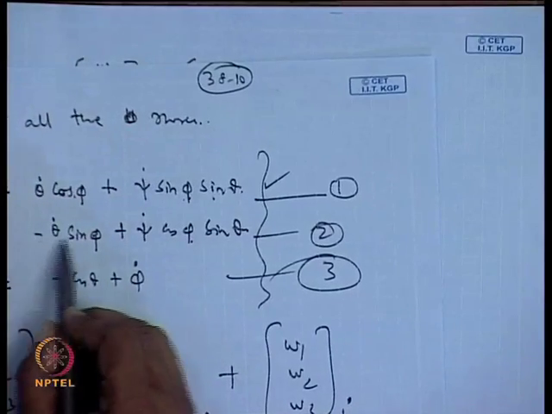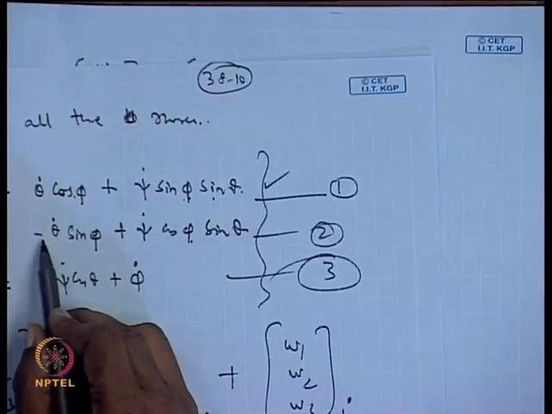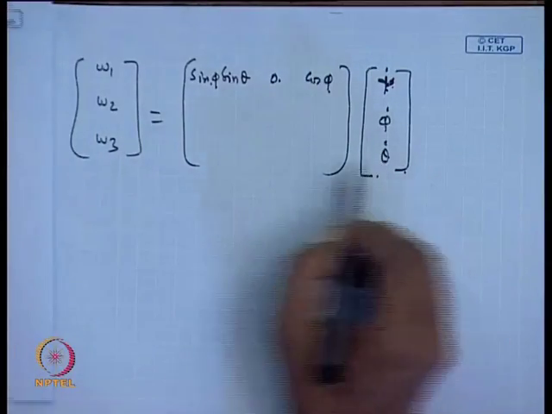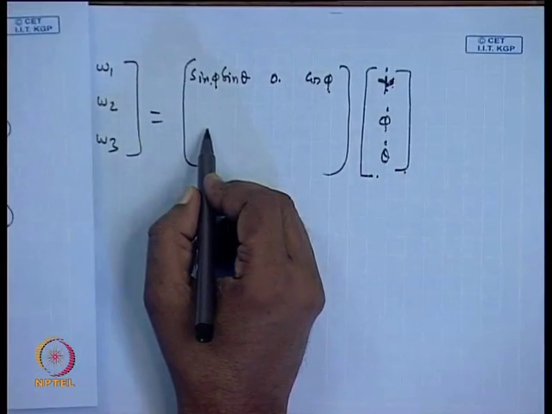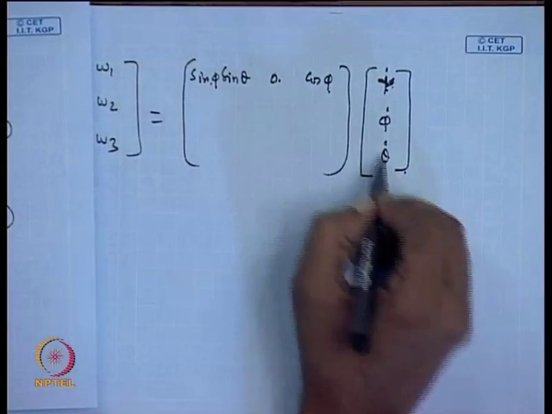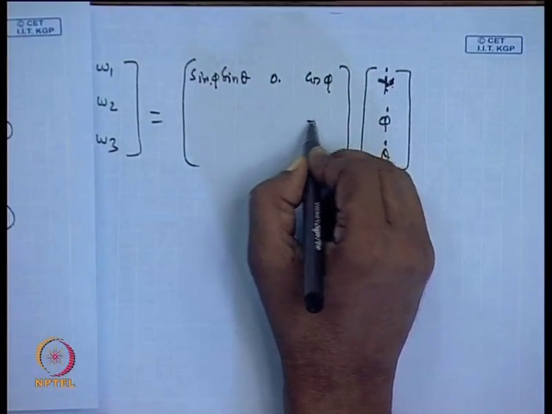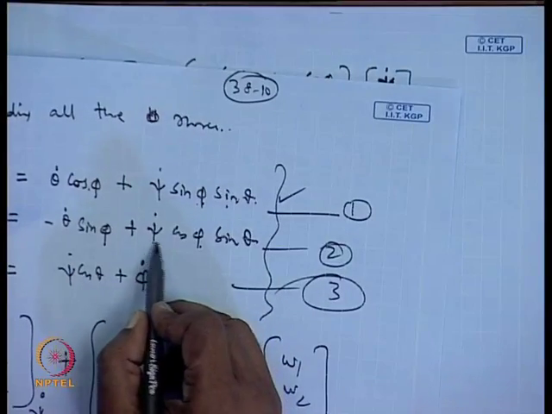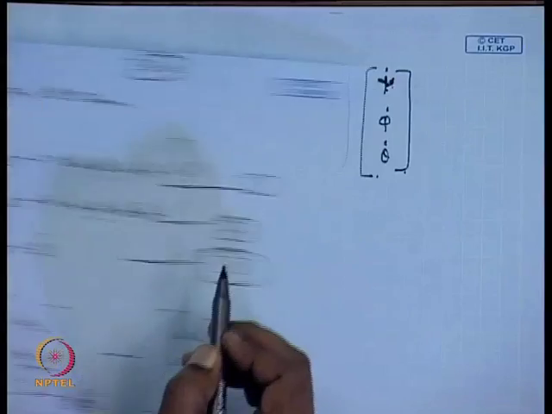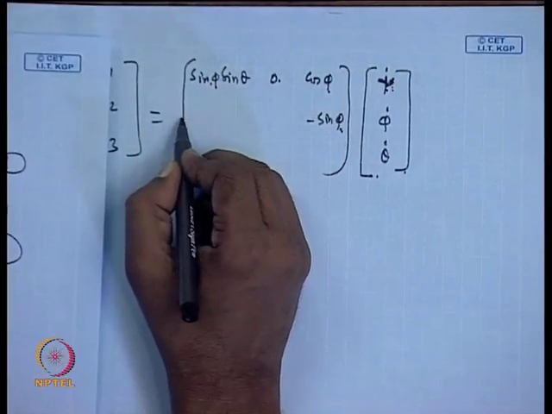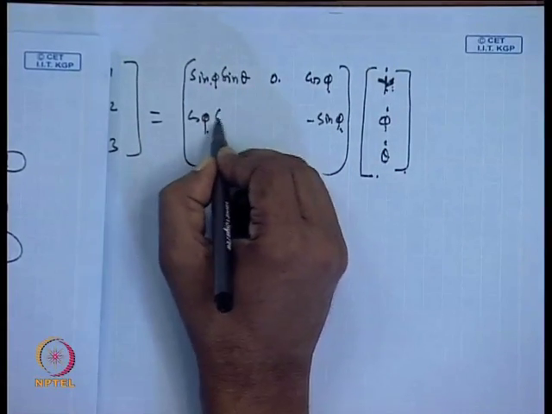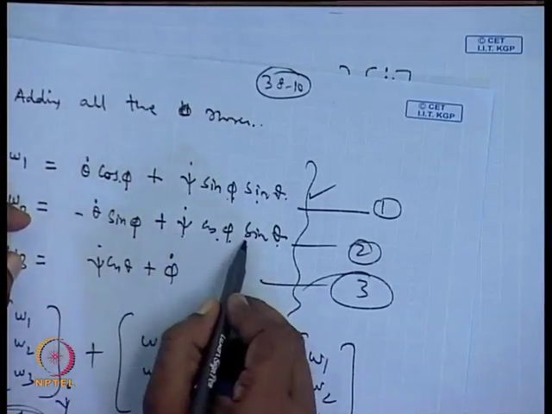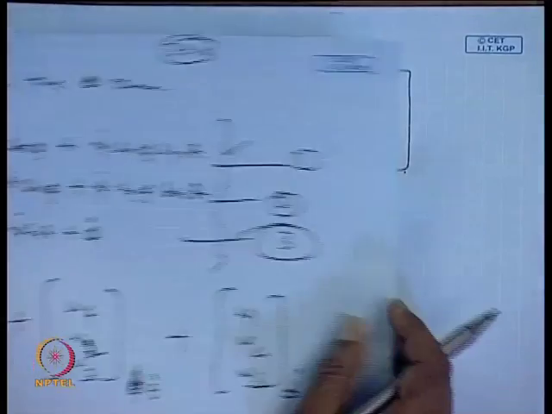Okay. So, the next one, omega 2, is minus theta dot sin phi. So, theta dot again and sin phi. Theta dot is the last entry. So, we will put here minus sin phi. Okay. Then we have psi dot cos phi times sin theta. Psi dot is the first entry. So, we put here cos phi times sin theta and phi dot is not appearing anywhere in this equation. So, we put again here 0.